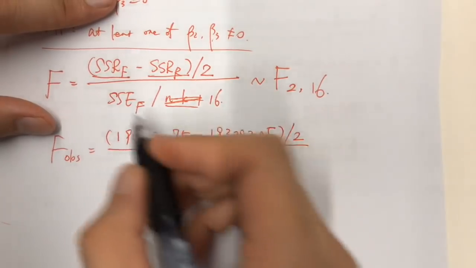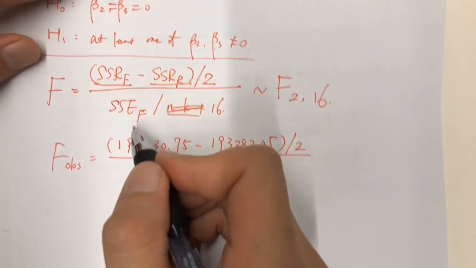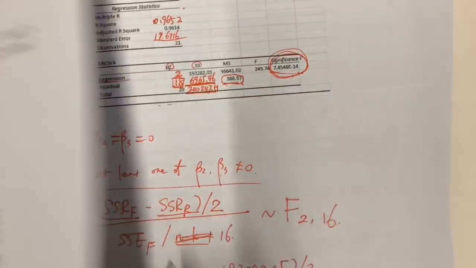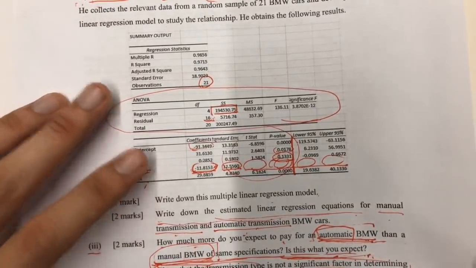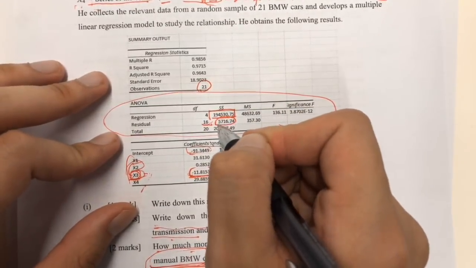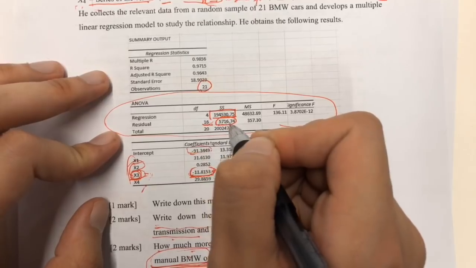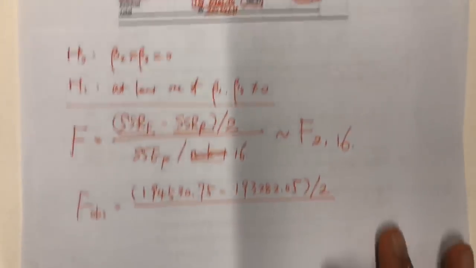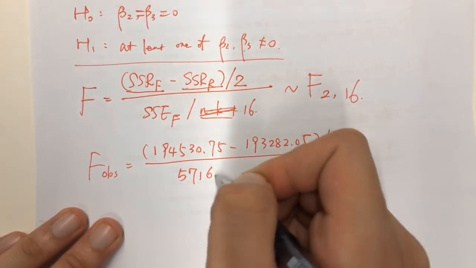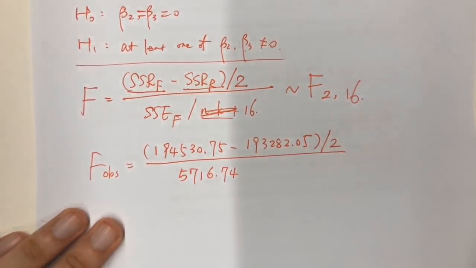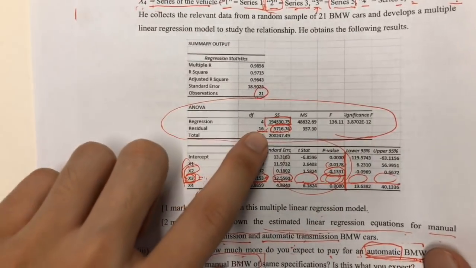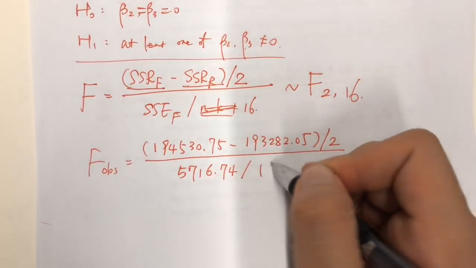And then divided by the SSE of the full model. So what is the full model SSE? Shall we look at this table or that table? Yeah, that table, because this is the full model. Let's find the full model SSE, which is here, 5716.74. Okay, divided by 5716.74, and then divided by the residual degrees of freedom, which is 16.